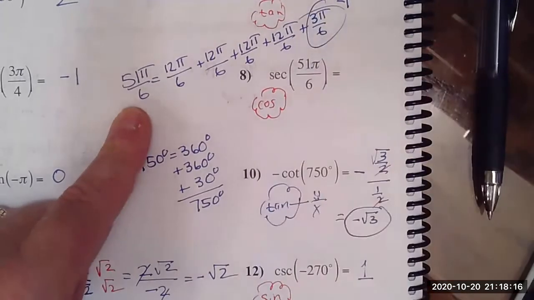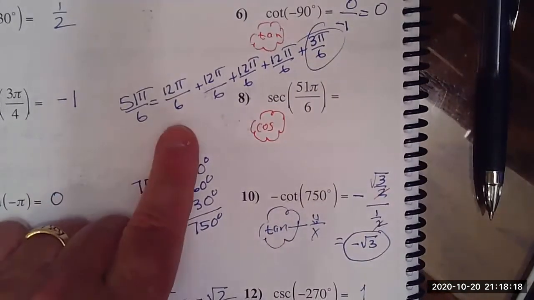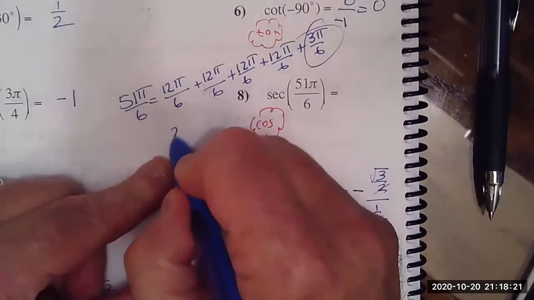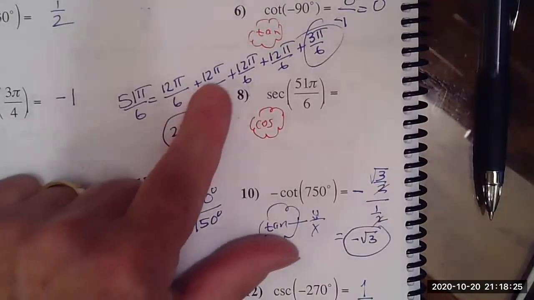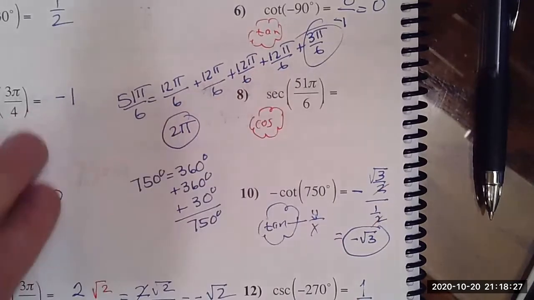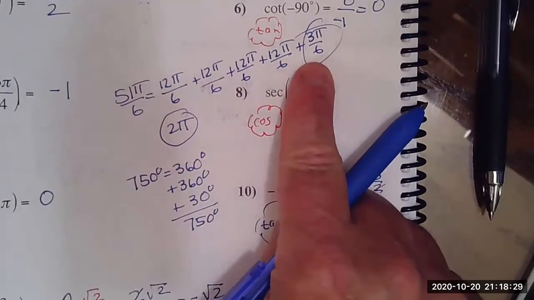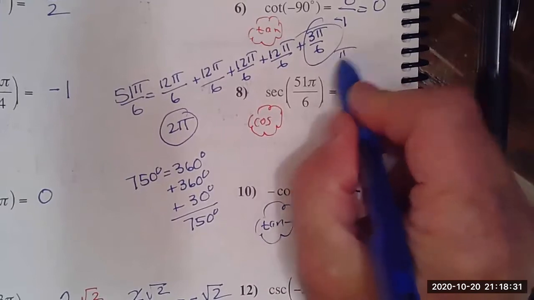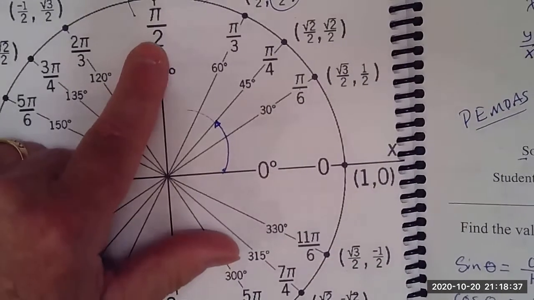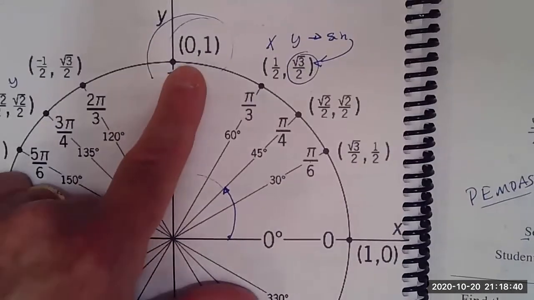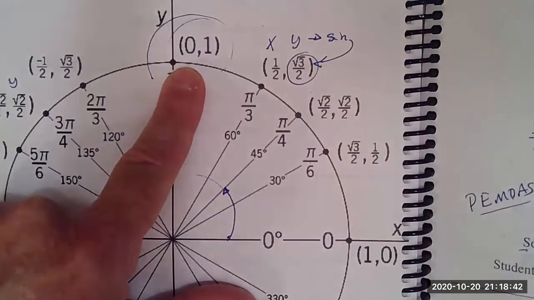This leftover is the target, because that's where you're going to stop. The 48 pi over 6 is the same as 4 revolutions of 2 pi. So you're going to go 1, 2, 3, 4 revolutions and stop at 3 pi over 6. Oh, by the way, that's pi over 2. I'm going to stop at pi over 2, which is right here. There, 0, 1. Okay, let's see what we got.